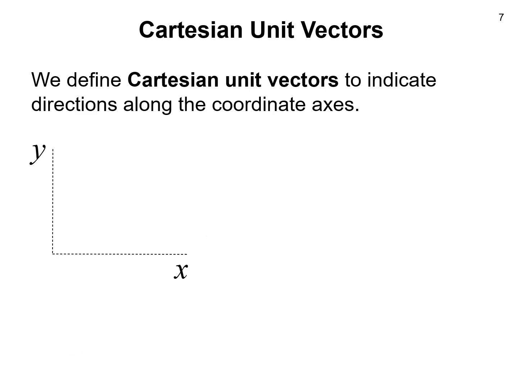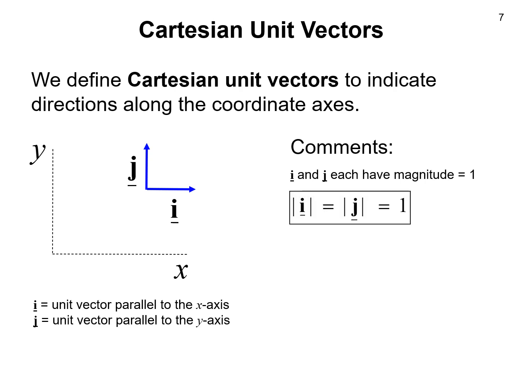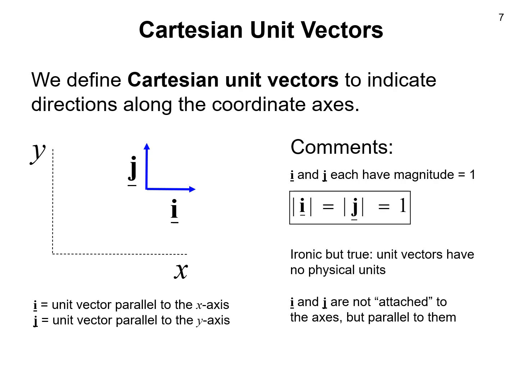The Cartesian vector system can be used to indicate directions along each coordinate axis. We'll define i and j as the unit vectors along the x and y axes respectively. And so let's note that each i and j vector has a magnitude of 1. We can write this by the magnitude symbols that we learned in the earlier module. So the magnitude of i equals the magnitude of j equals 1. And as we said before, unit vectors do not have physical units, and I'll make a final note that they are not necessarily attached to the axes, but parallel to them.